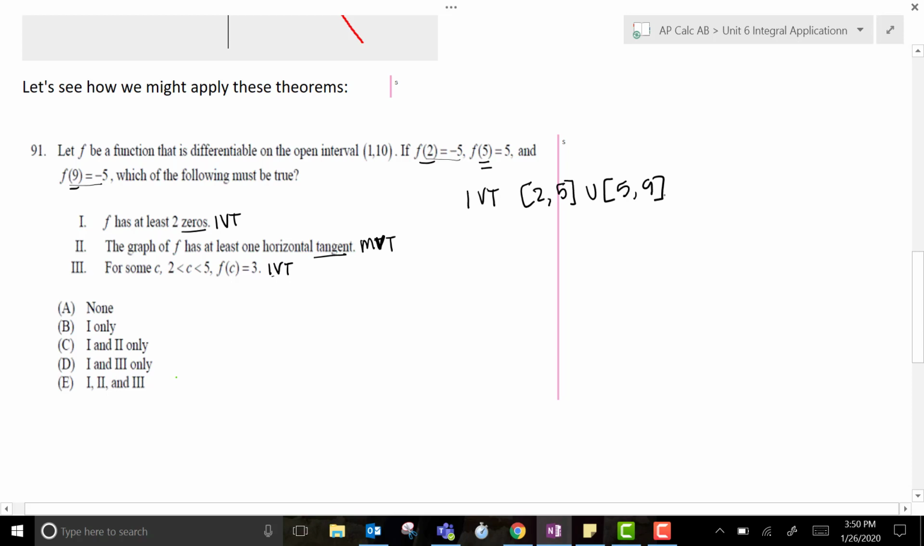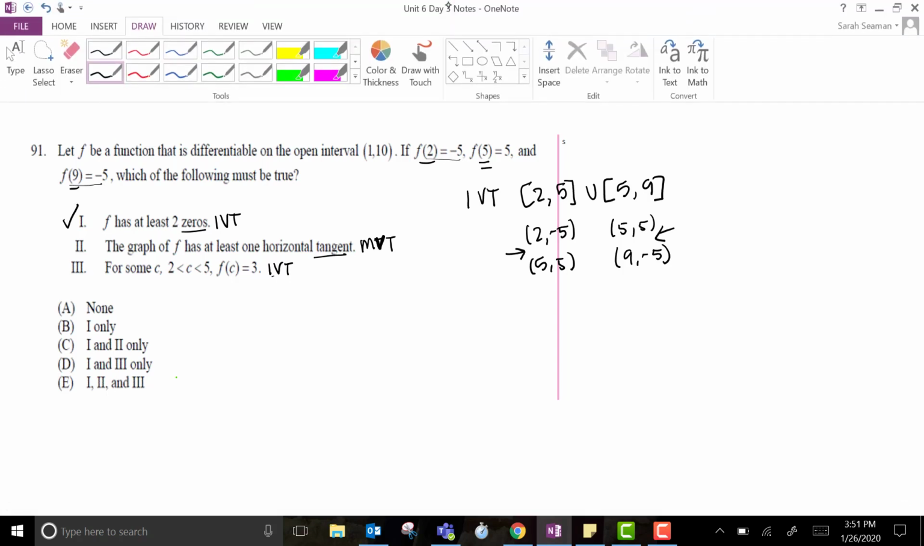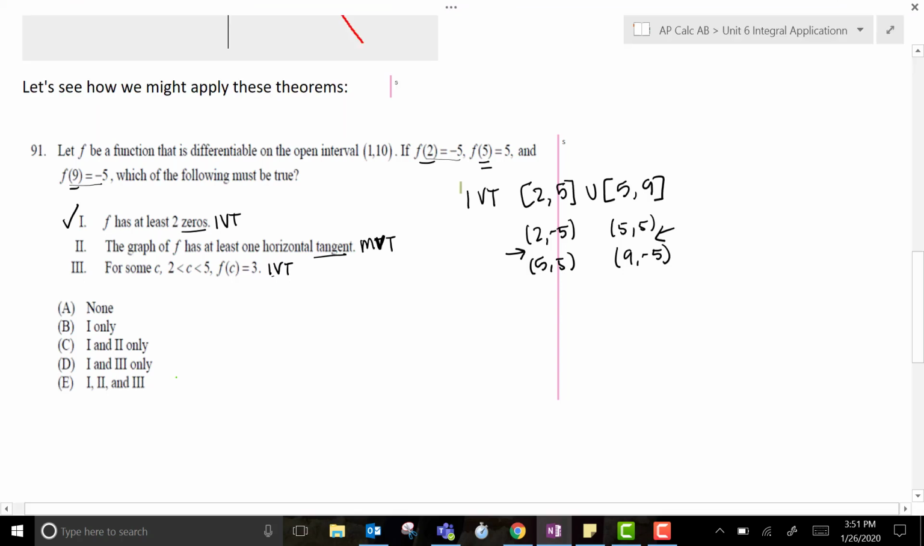Because from 2 to 5, we have the points (2, -5) and (5, 5). We know that there has to be a zero between these 2 points because it's differentiable and continuous over that interval. And on the interval from 5 to 9, we have the points (5, 5) and (9, -5). So the intermediate value theorem states that there must be zeros that fall between both of those. So number 1 is true. And if this were free response, you could just say we use the intermediate value theorem over these 2 intervals.